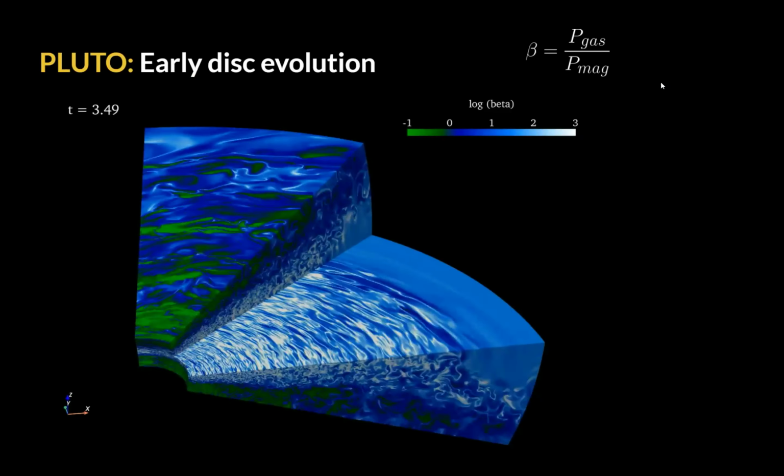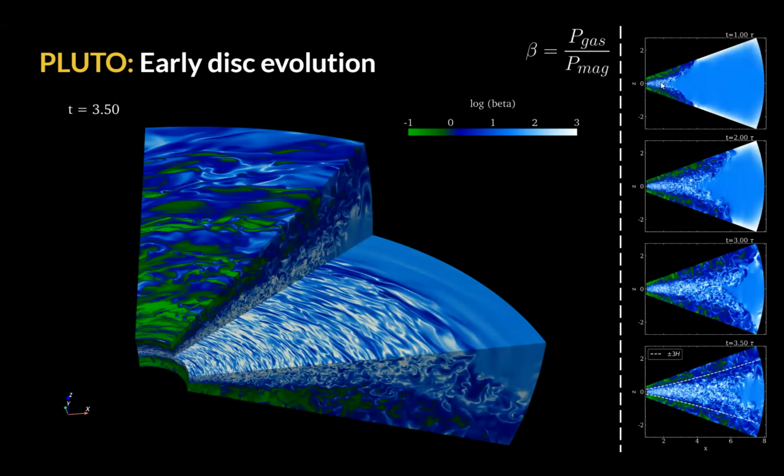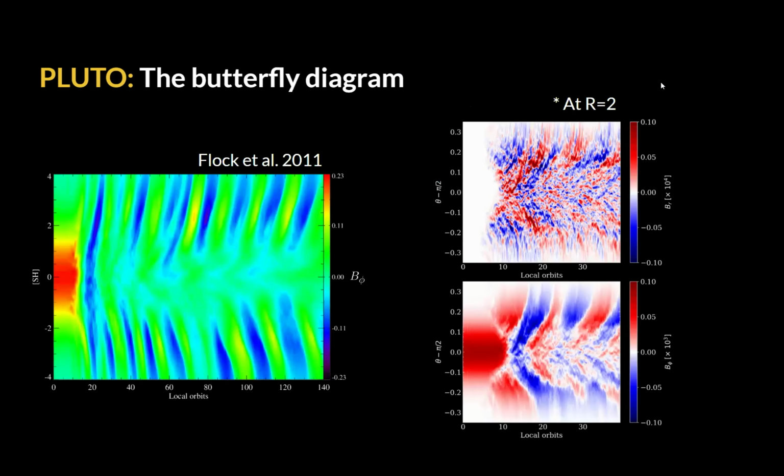Okay, we observe that in general, in regions upper and lower than around 3 height scales, the plasma beta parameter becomes lower than unity. That means that the magnetic pressure becomes important in those regions. And one of the most important, characteristic results of MRI simulations is the butterfly diagram. Here we have the azimuthally averaged toroidal magnetic field and its evolution in time. So we have this change of orientation in the magnetic field.